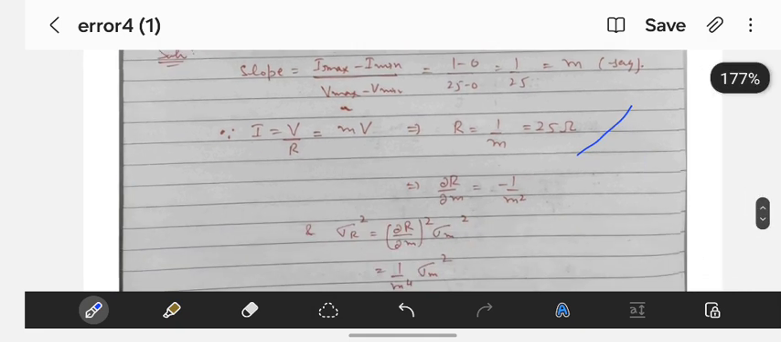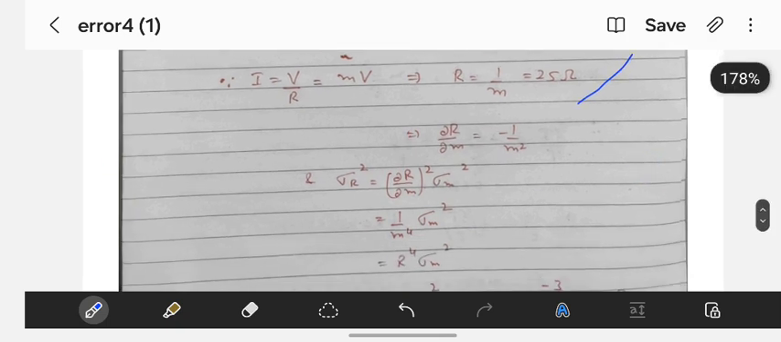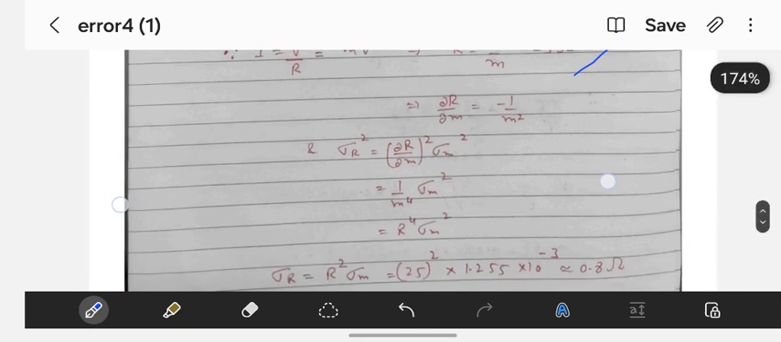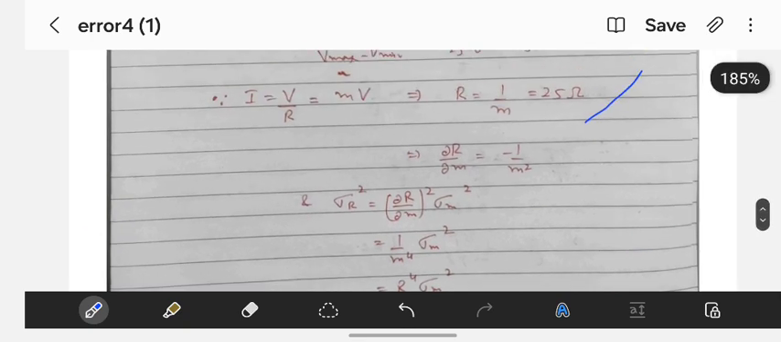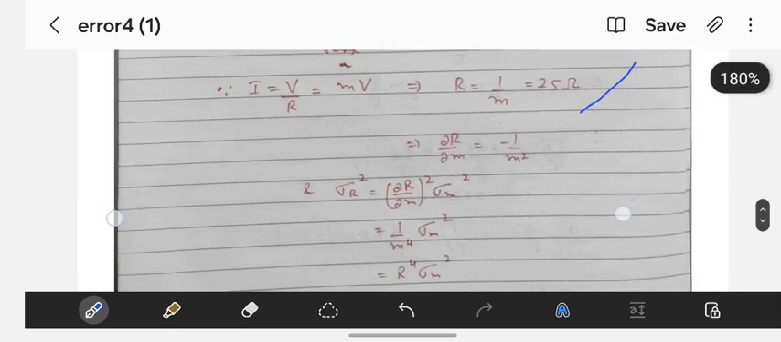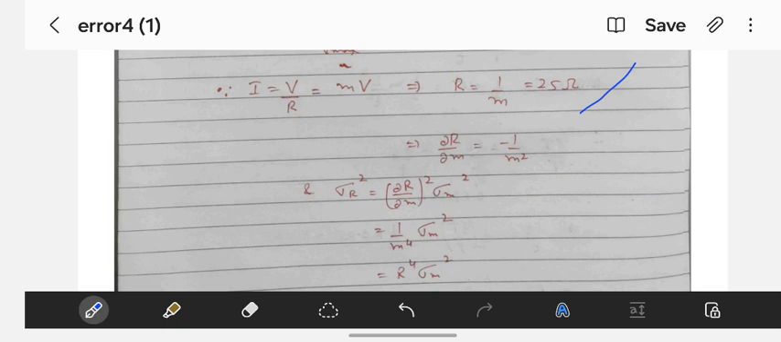Now we need to find the error in R. So to find the error in R, we use the error propagation formula. We already studied it. If you don't know, then just see the previous lectures. So the formula is sigma R square equals (delta R by delta m) square times sigma m square. So here on the right hand side, it's nothing but the variables R depends on. So here R depends only on m.